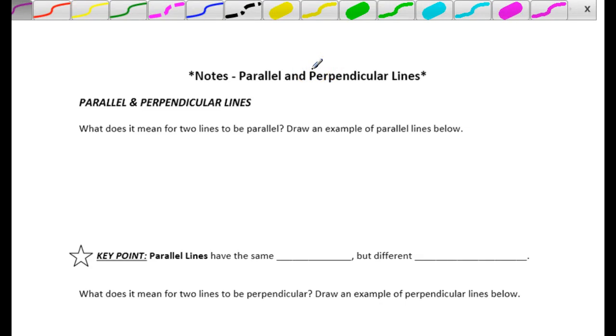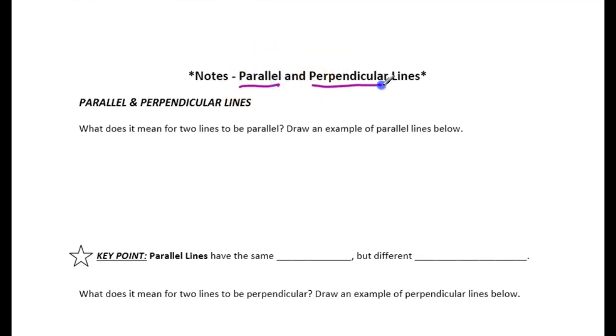Alright, so for this podcast, we're going to be focusing on two types of special lines, parallel and perpendicular lines. Okay, so let's just get some background as to what those are. This first question says, what does it mean for two lines to be parallel? Draw an example of parallel lines below.